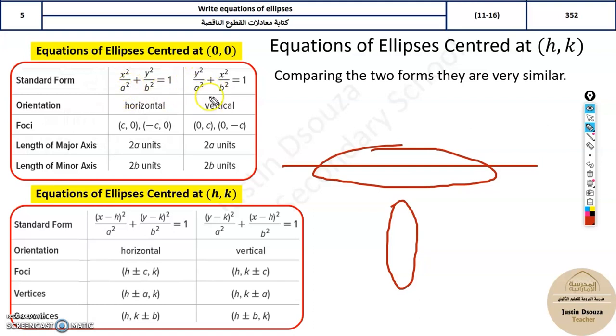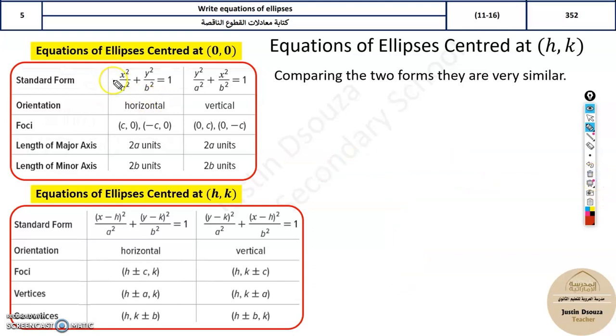So it's very important. Now it'll be a number. If the bigger number is underneath x, then it is horizontal. If the bigger number is underneath y, it's vertical. There are other methods to also understand, but this is one of the easier methods. Okay, so just see which has the bigger number in the denominator.